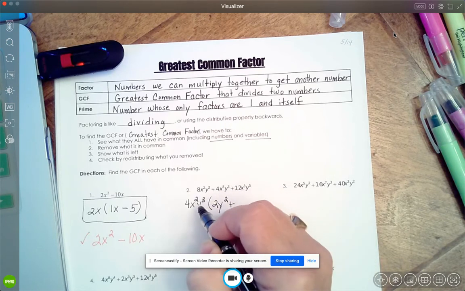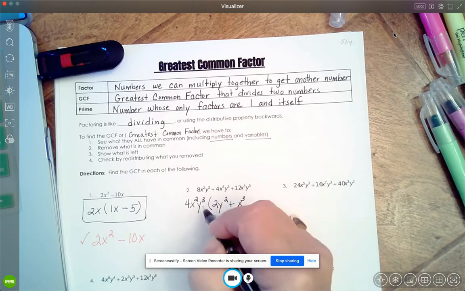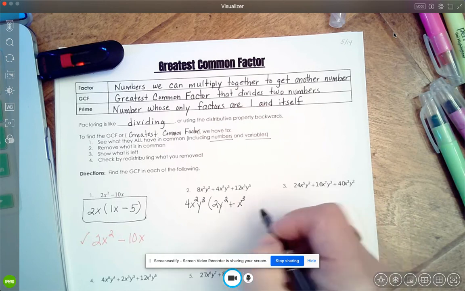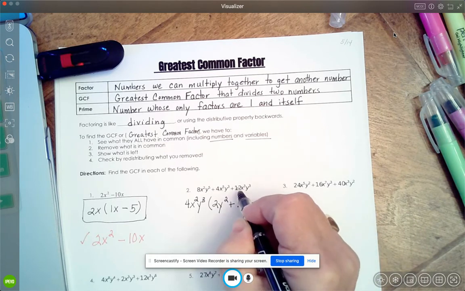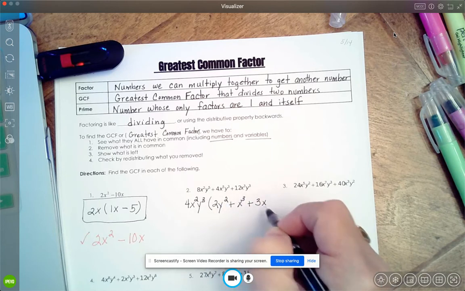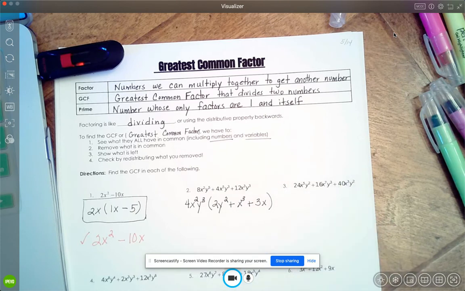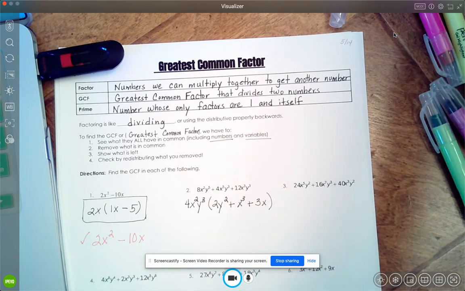I had 5 x's. I took out 2. I have 3 left. I had 3 y's. I took 3 out. Nothing's left. 12 divided by 4 is 3. I have 1 x left and no y's left. And that would be my answer. I'm going to check it.